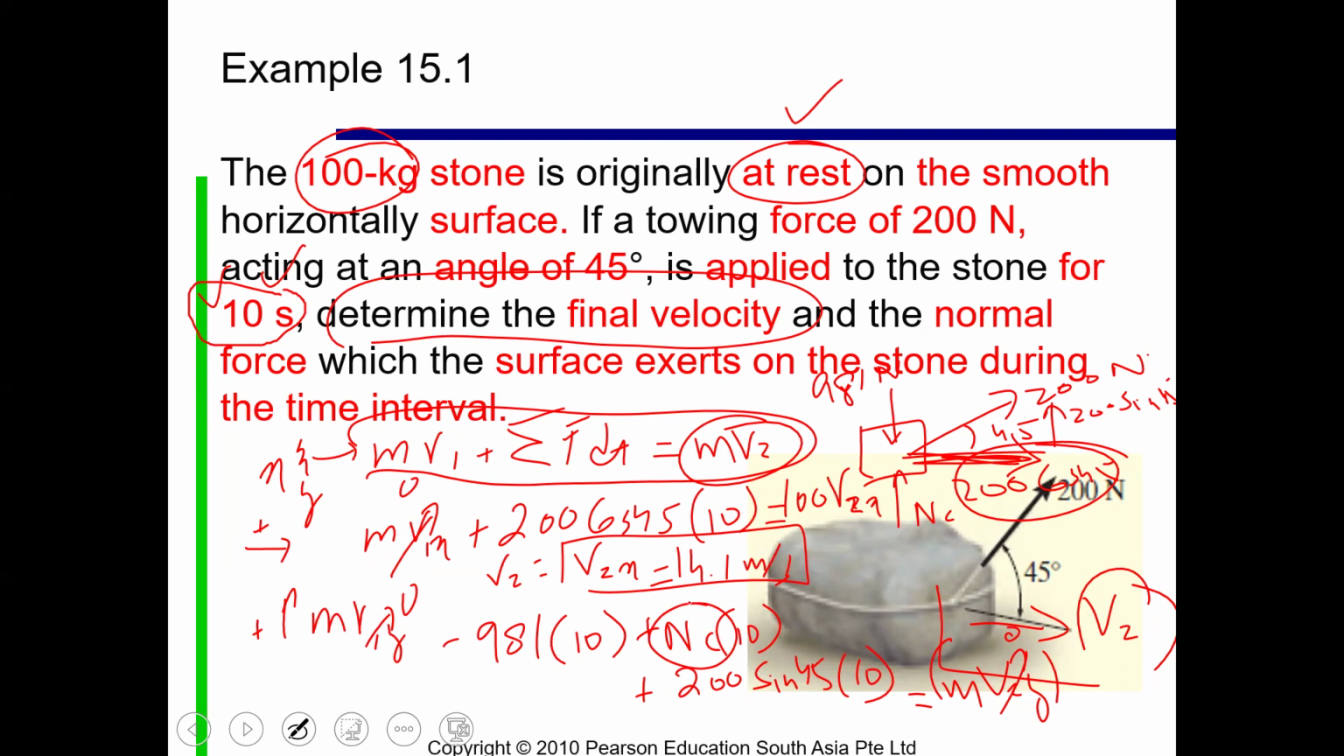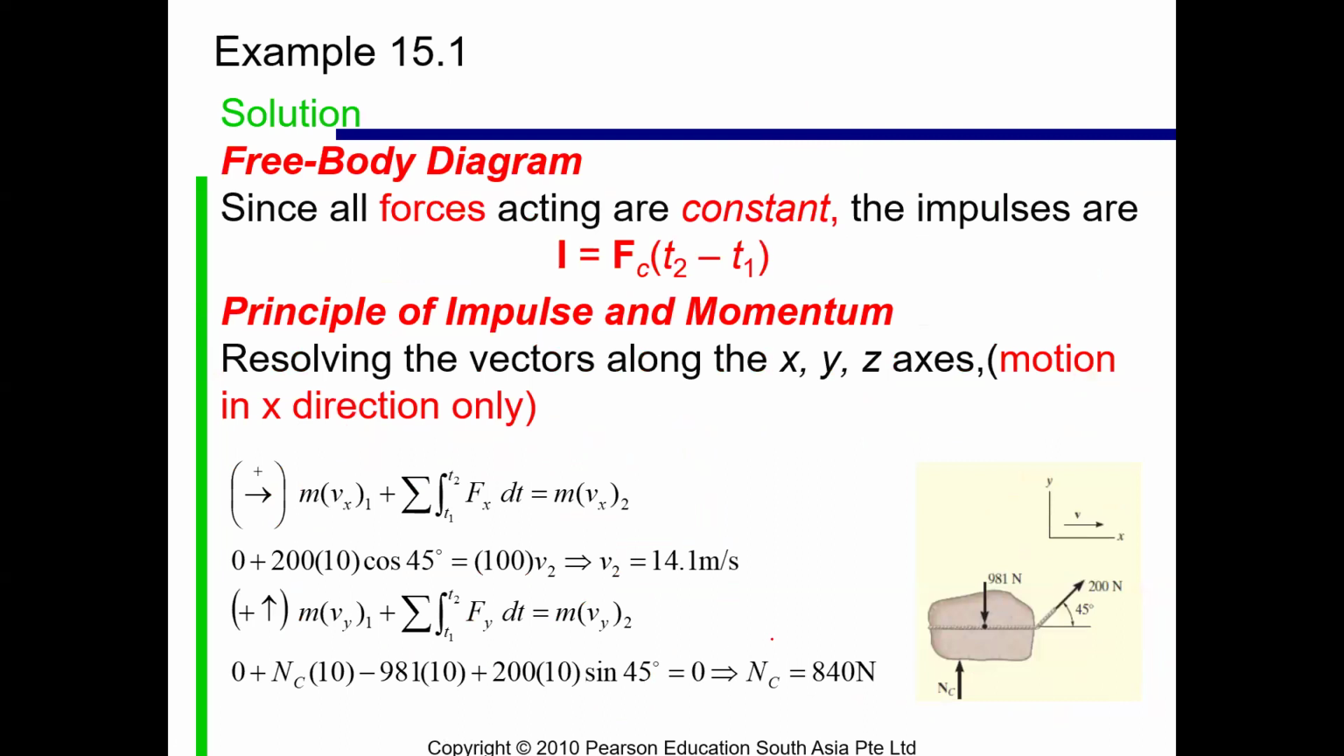If you quickly do a calculation, can you tell me what are the values? What's the value for NC here, normal reaction? 840. 840 newtons. So this is 840 newtons, right? This is the answer. So you calculated the velocity V2, final velocity. V2x is technically the final velocity, and the normal reaction is 840, right? This is what you have here. I have already solved, but it is what you have here as well.